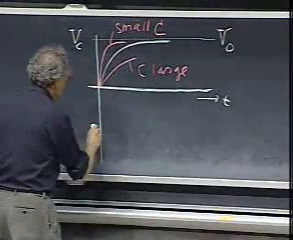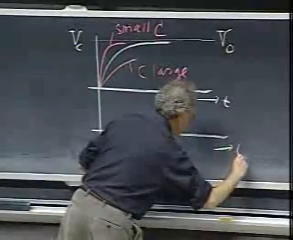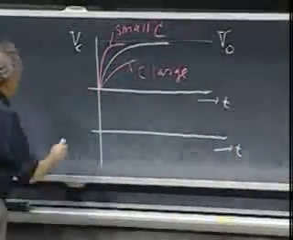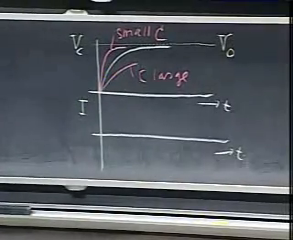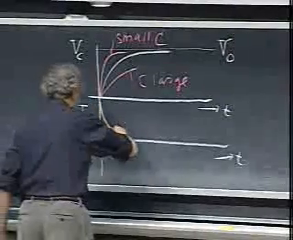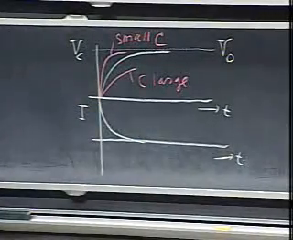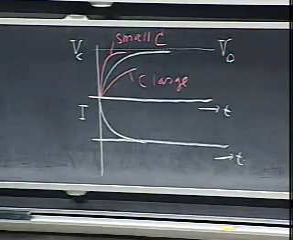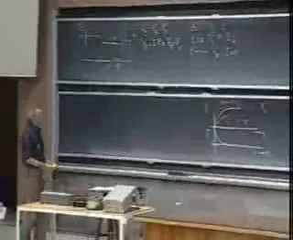The current as a function of time, in the beginning the current will be high, but ultimately the current will die down when the capacitor is fully charged. So you expect something like this. So this you can do without any differential equations. Let's now do it the correct way.